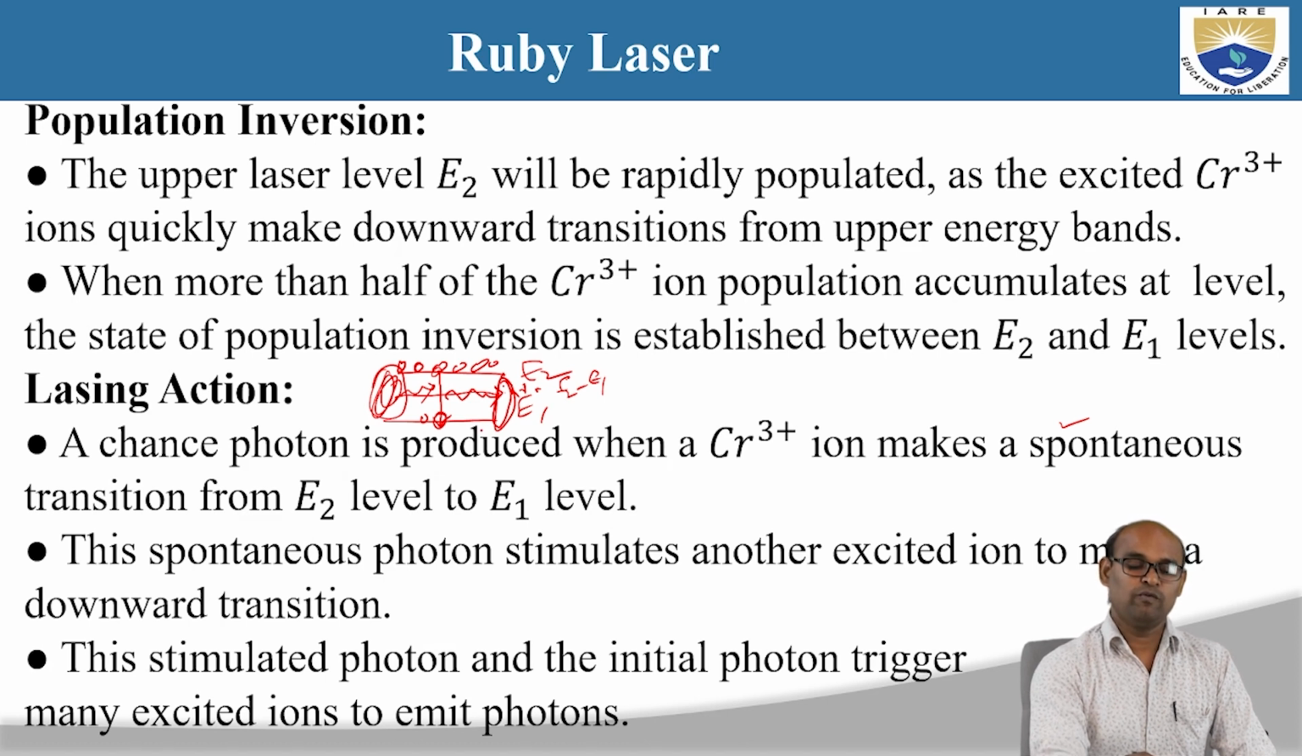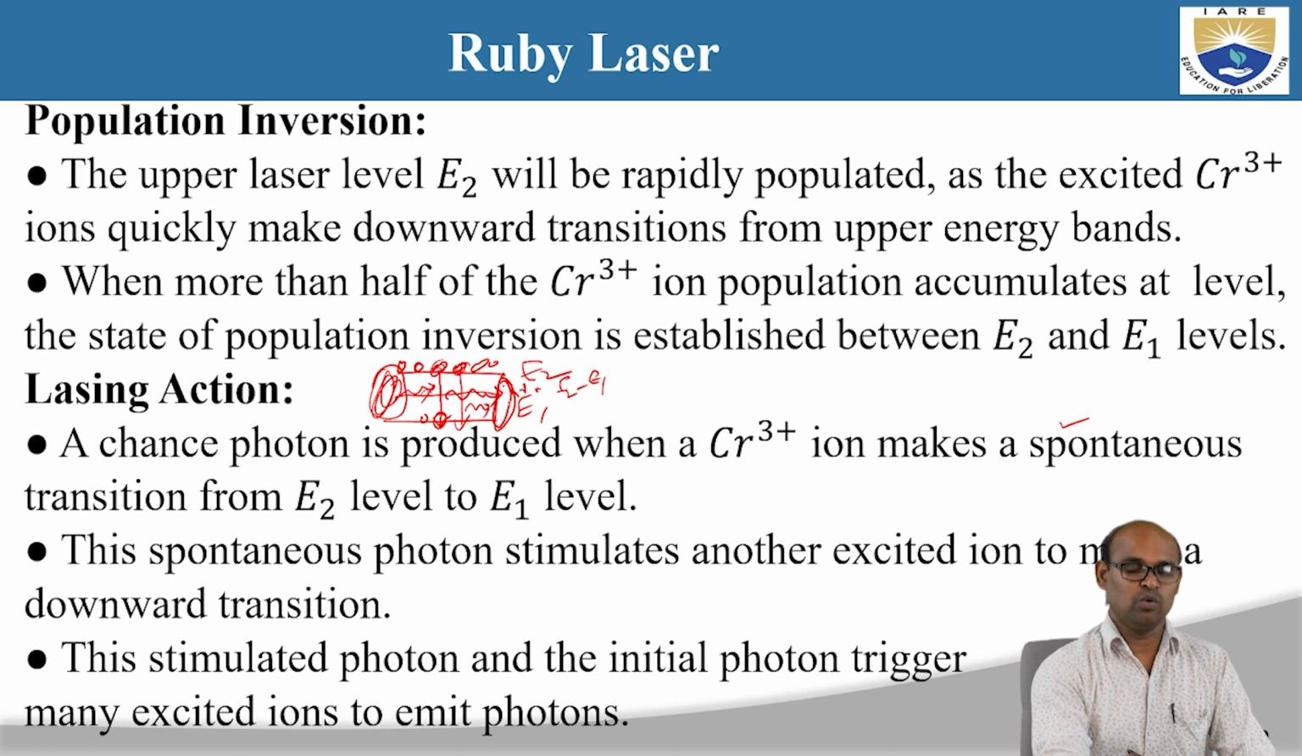Now, for stimulated emission to occur, we need an initial photon. That photon will trigger the atom which is in the metastable state to decay to the ground state. The initial or incident photon needed in stimulated emission is provided by spontaneous emission. The photon generated in spontaneous emission comes as the initial photon. One photon will trigger one atom, and this atom will decay to the ground state by emitting a coherent photon because this is stimulated emission.